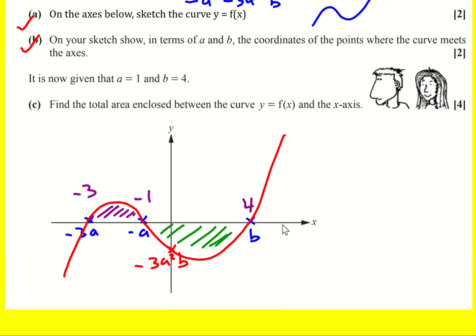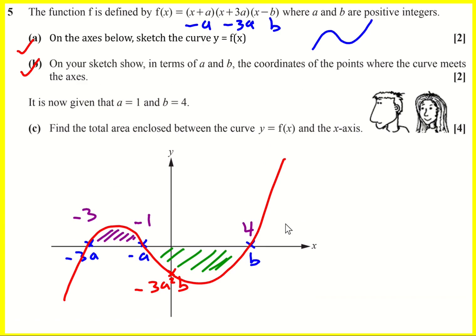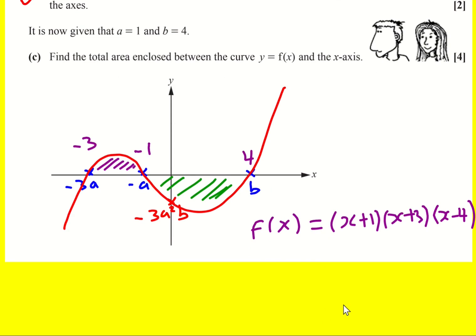To do this, we'll need to integrate the function. So first things first, let's write down the function. We've got f of x is equal to x plus 1, x plus 3, and x minus 4. So I'm going to expand this out. First, a quadratic, so I'll get x squared plus 4x plus 3.